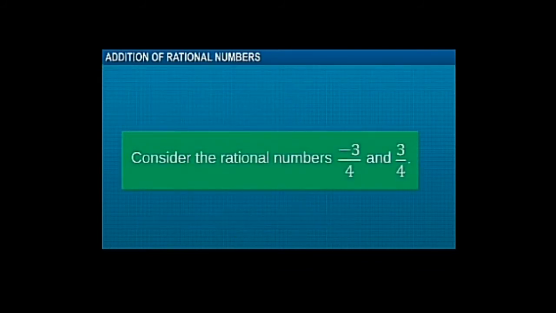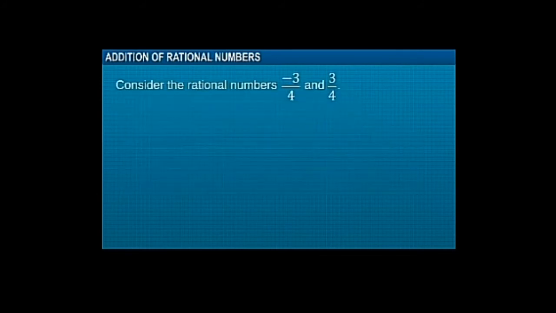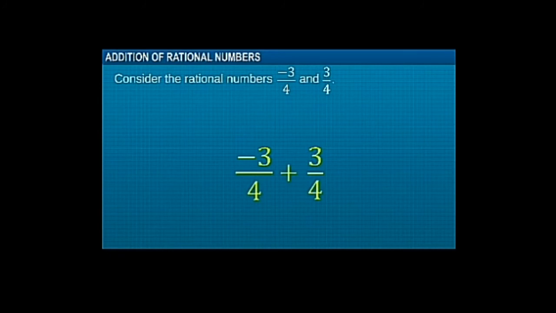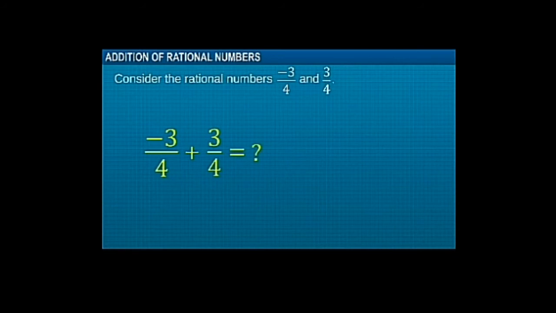Consider the rational numbers minus 3 by 4 and 3 by 4. Let us find the sum of these two numbers. Minus 3 by 4 plus 3 by 4. You can see that the first rational number is the negative of the second rational number. Then what could be their sum? Both of them have 4 as the denominator. So let us make 4 the common denominator.